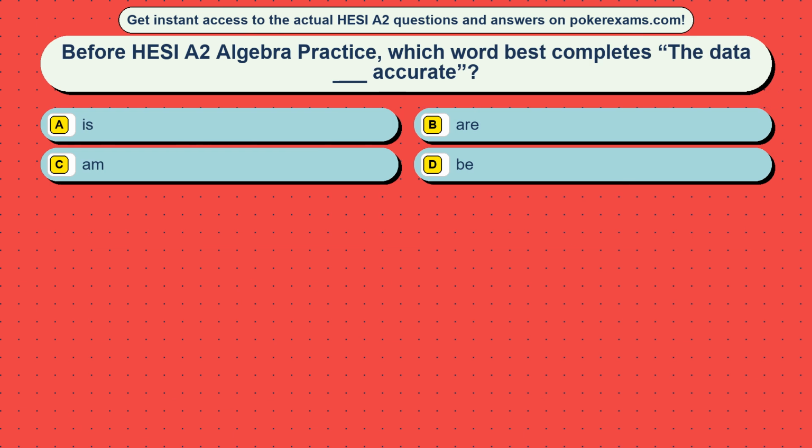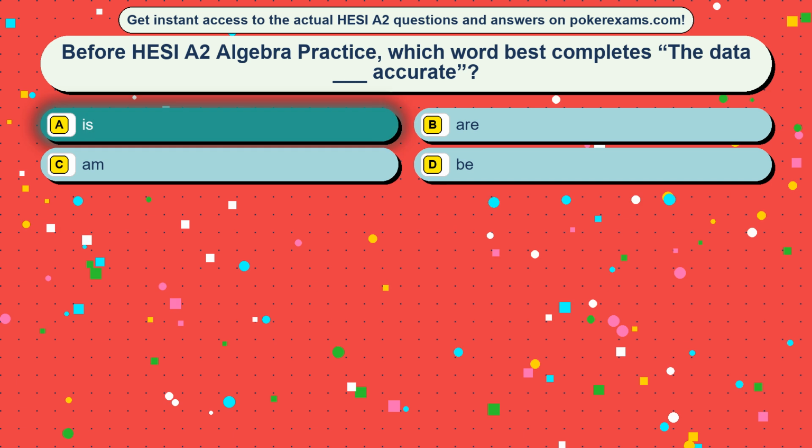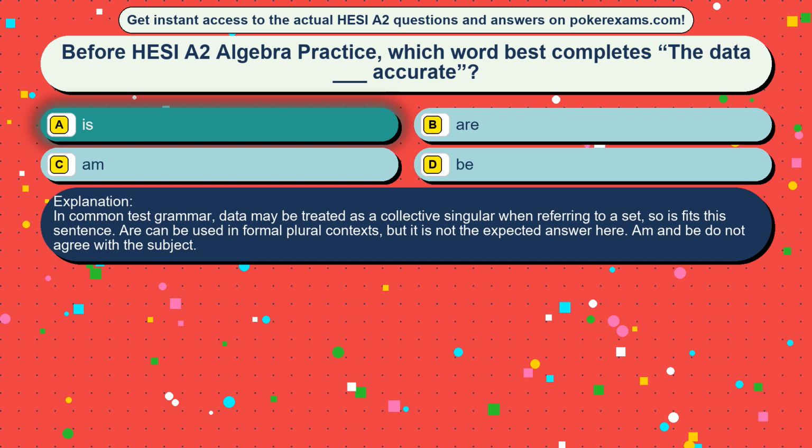Question 25. Before HESI A2 Algebra Practice, which word best completes the sentence: the data blank accurate? Option A is, option B tar, option C them, option D be. The correct answer is option A, is. In common test grammar, data may be treated as a collective singular when referring to a set, so is fits this sentence. Are can be used in formal plural contexts, but it is not the expected answer here. Options B, C, and D do not agree with the subject. Question 26.